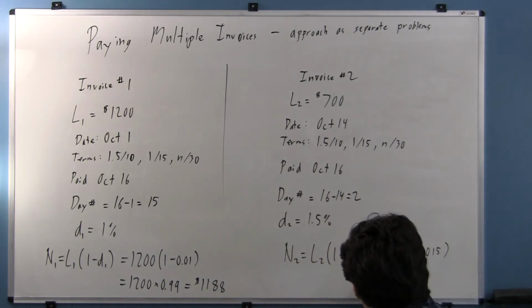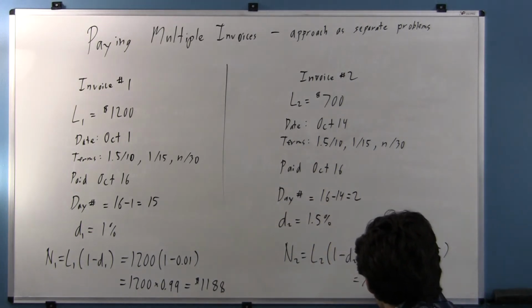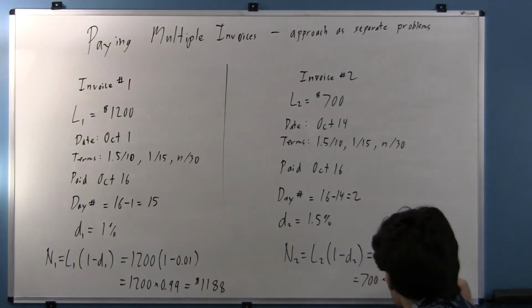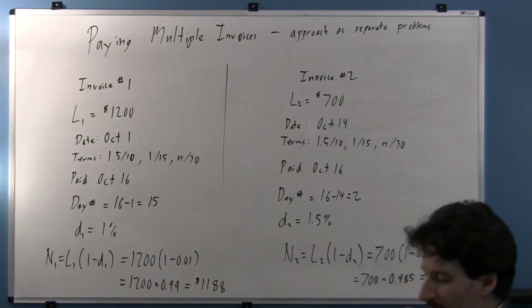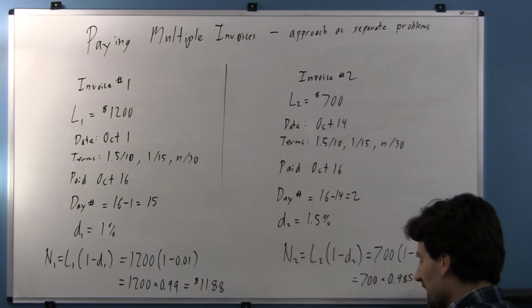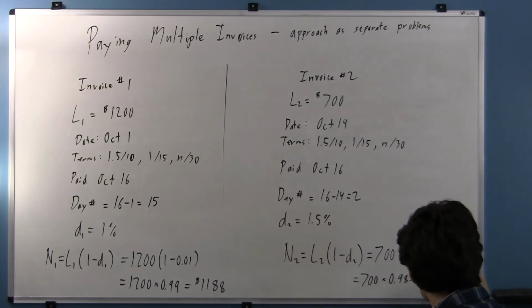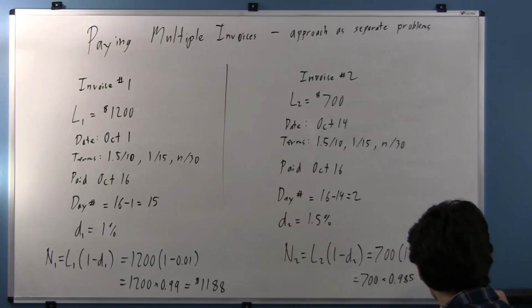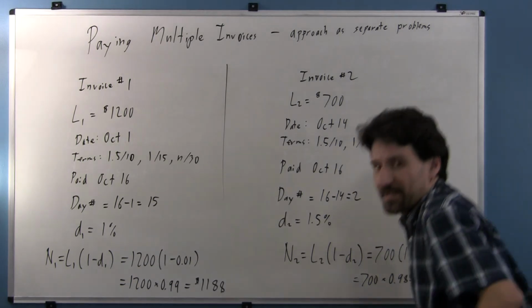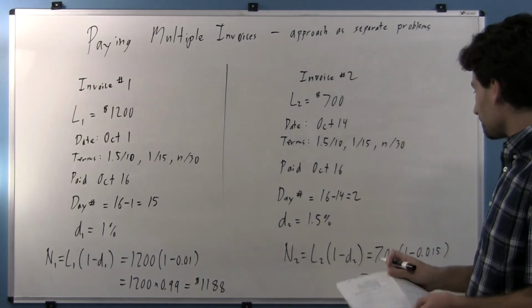16 minus 14 equals day number 2, so that's a 1.5% discount. So that's 700 times (1 minus 0.015). Careful on those decimal places: 0.015 is 1.5%, not 0.15, which would be 15%. So that's 700 times 0.985, which is equal to, not something I do in my head, $689.50. Decimal places are still important here.